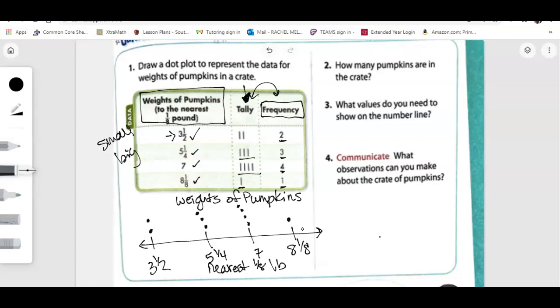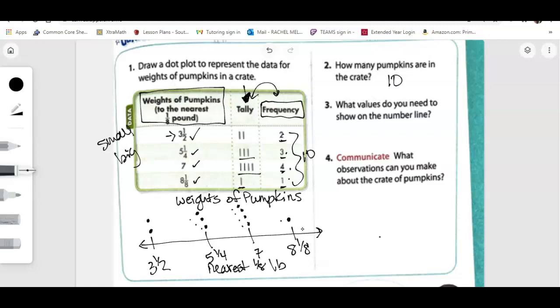So now we have some questions to ask. How many pumpkins are in the crate? Now remember, we're talking about all of the pumpkins. This is like when I asked you how many pets you have, and each dot represented one person. This is just like that. How many pumpkins are there total? Well, 1, 2, 3, 4, 5, 6, 7, 8, 9, 10. There are 10 total pumpkins. I could also do that just by looking at these numbers: 2 plus 3 is 5, plus 4 is 9, plus 1 is 10.